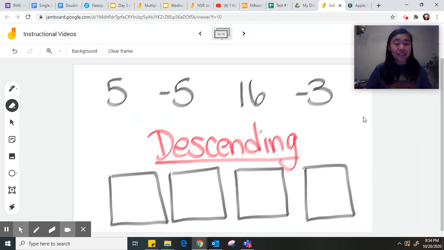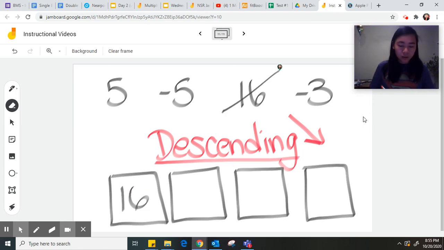Another way to order is in descending order. So descending, think of it as you're descending down a mountain. You can think descending has that D, you're going down. So now I want the largest numbers first, and then your smallest numbers last. If we're starting with our biggest numbers, we're going to start with our positive numbers. We have 5 and 16. 16 is bigger than 5, so I'm going to start with 16. And then I know 5 comes next, and now I'm dealing with my negative numbers.